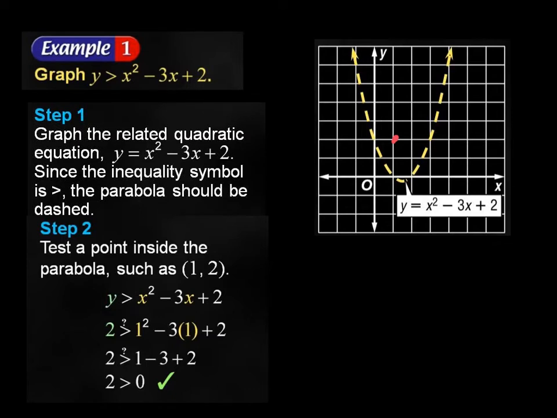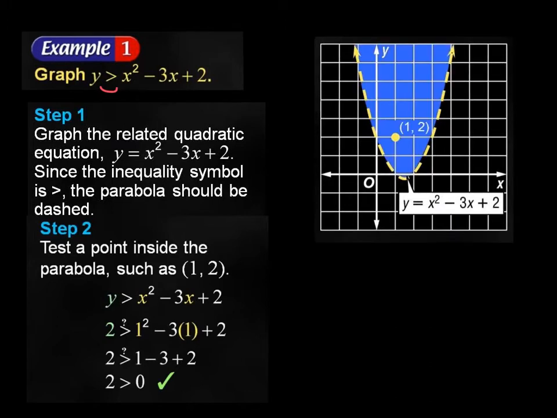Or, as we've noted before, we have a greater than symbol, so we know we're going to shade above or inside the parabola. There's our shaded graphic. But the way I shade it, with a little bit of drawing, if you make a mistake, it's a lot easier to erase.